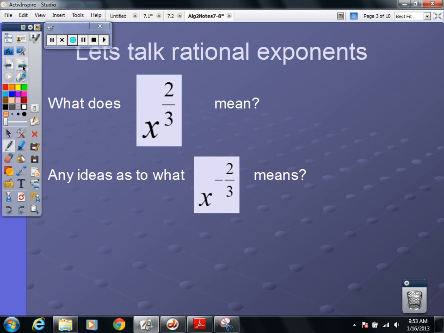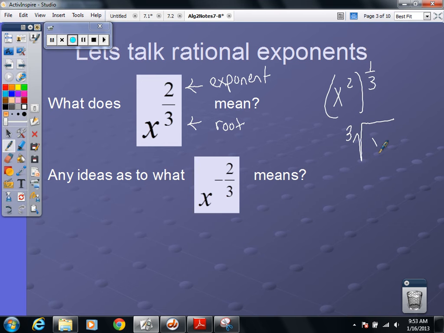Okay? So, if I have x to the 2/3, what does that mean? If you recall, 2 is the exponent, and 3 is the root. So we could think of it as x squared to the 1/3, or the cube root of x squared. Because 2 times 1/3 is 2/3, so I did not change the exponent.